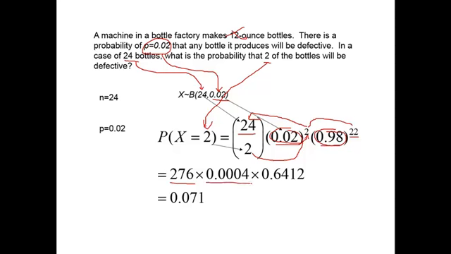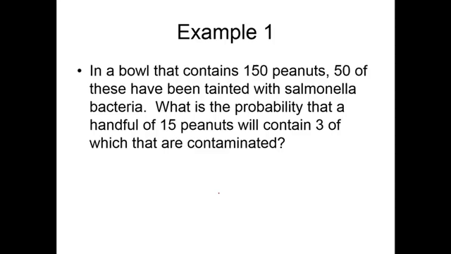0.02 to the second power is 0.0004. 0.98 to the 22nd power is 0.6412. Do the multiplication, and this comes out to 0.071.